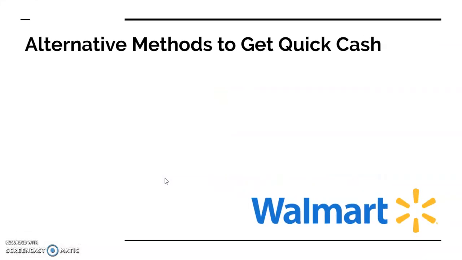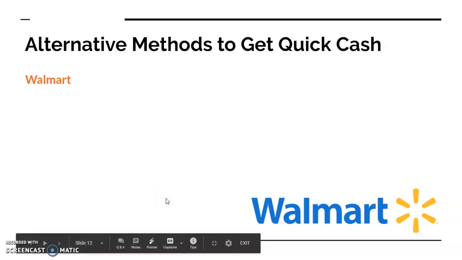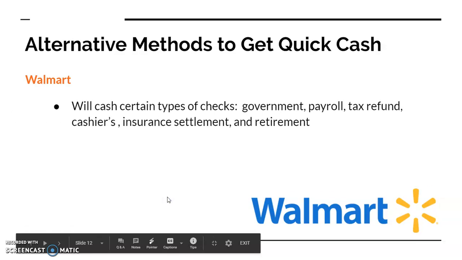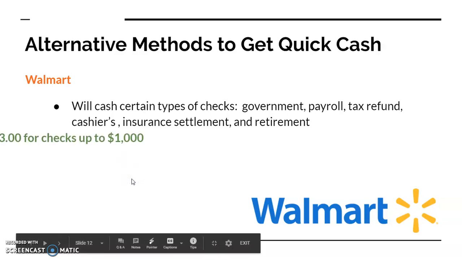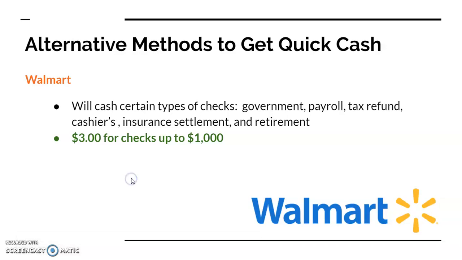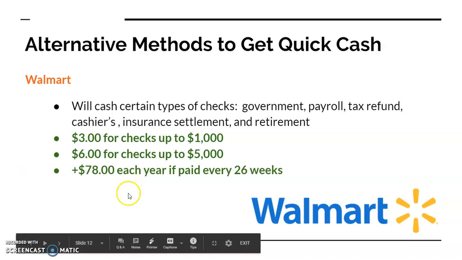All right, let's take a look at some alternative methods to get quick cash. Walmart, believe it or not, maybe you don't know this, but Walmart offers customers the opportunity to cash certain types of checks: government, payroll, tax refund, cashiers, insurance settlement, and retirement. However, fees are charged in order to do this. They could charge $3 for checks up to $1,000, $6 for checks up to $5,000, and even $78 or above for each year if paid every 26 weeks.